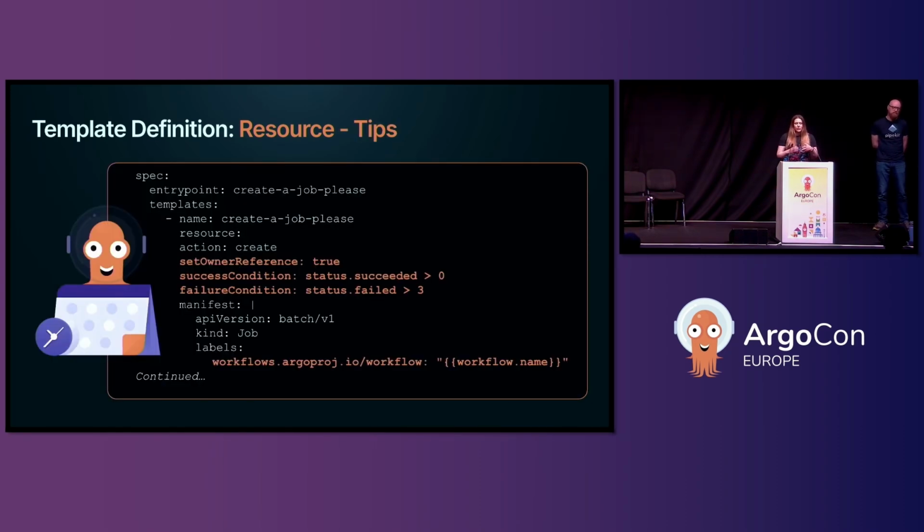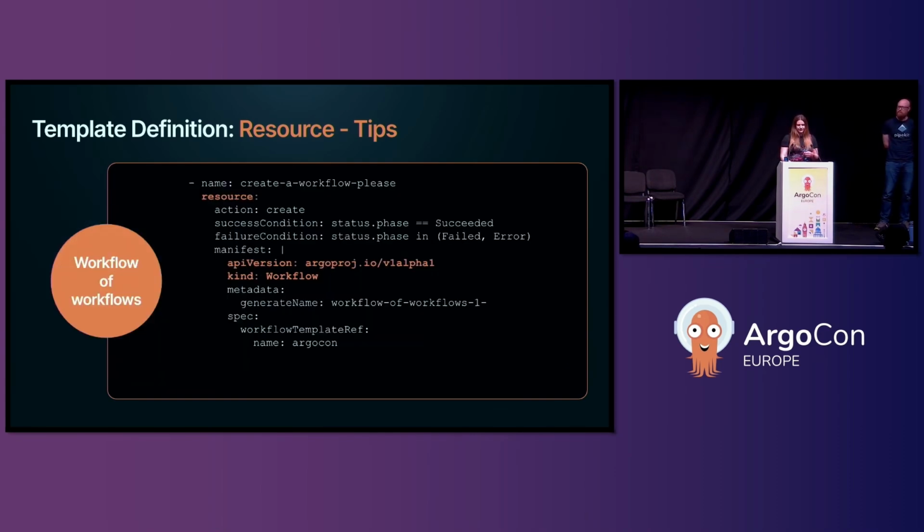First of all, think about what you want to happen to these resources at the end of your workflow. Do you want resources created by a resource template to be cleaned up when your workflow ends? If you don't, you don't need to do anything. But if you do, you can use the set owner reference field to enable this. You can also set success condition and failure condition so your workflow step knows whether or not the resource ran or deployed successfully. And if you would like to be able to get pod logs from the resource template into your workflow logs, there is a magic label for that. We label the pod with the workflow name so that this can be picked up and then you can see those logs in the UI.